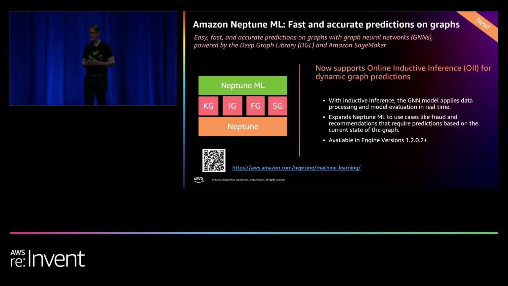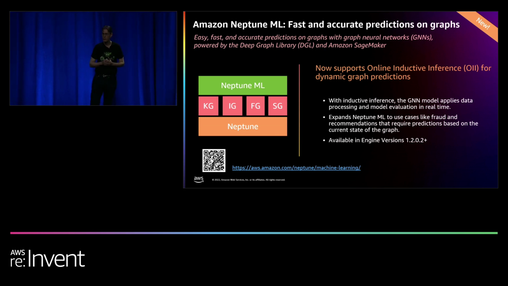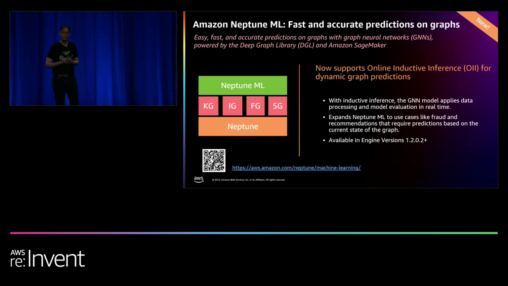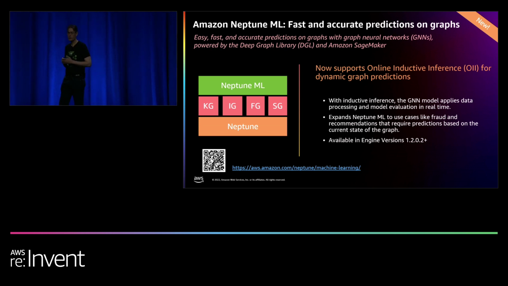And what we heard from customers was that they found a lot of value in using GNNs to make predictions over their graphs, but that they also wanted to do it based on the latest data that had arrived. With transductive inference, which we supported before, you could only use the predictions that had been generated on a previous version. And so with the engine release that we made last week, we've now launched support for online inductive inferencing. This allows you to use the power of GNN machine learning models to be able to make predictions on the latest state of your graph.